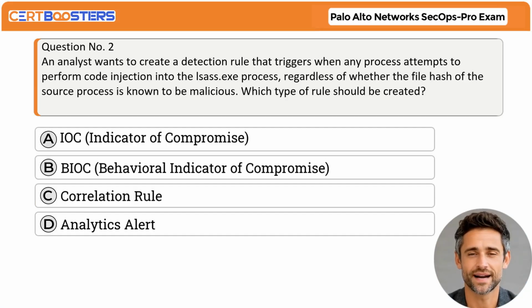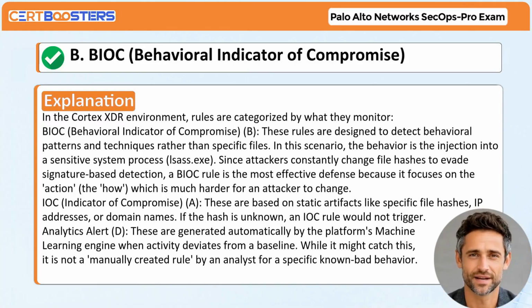Question number 2. An analyst wants to create a detection rule that triggers when any process attempts to perform code injection into the lsass.exe process, regardless of whether the file hash of the source process is known to be malicious. Which type of rule should be created? A. IOC, indicator of compromise. B. BIOC, behavioral indicator of compromise. C. Correlation rule. D. Analytics alert. Correct answer, B. BIOC, behavioral indicator of compromise.